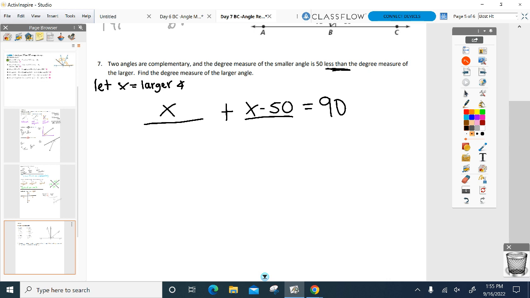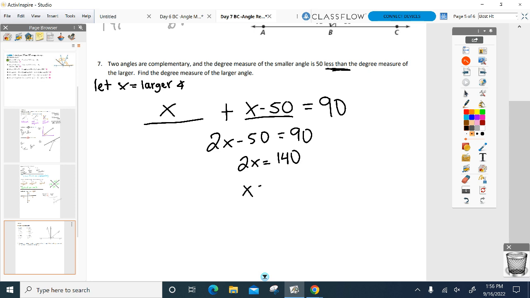Now, some people chimed in, let's let x be the smaller. Fine. But then you're not writing x minus 50 as the larger. You're going to write x plus 50 as the larger. That's fine. You're not wrong if you called x the smaller. All right, now we solve it. There are my two angles, x and x minus 50. 2x minus 50 equals 90. Move the 50 over. 2x equals 140.